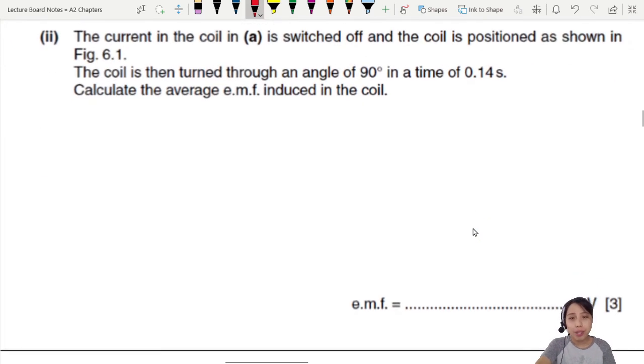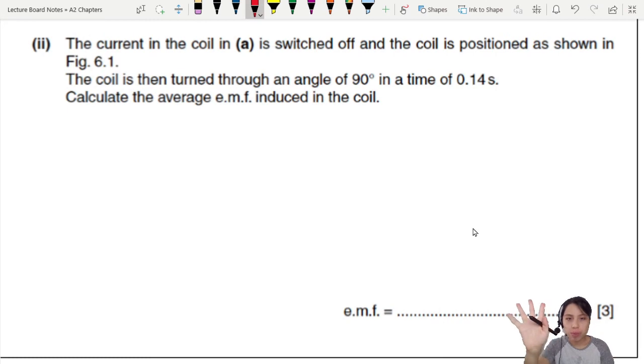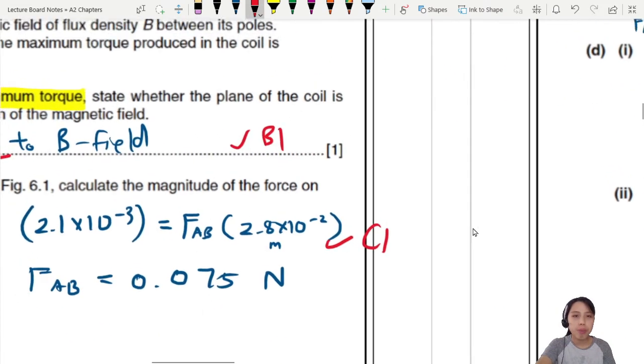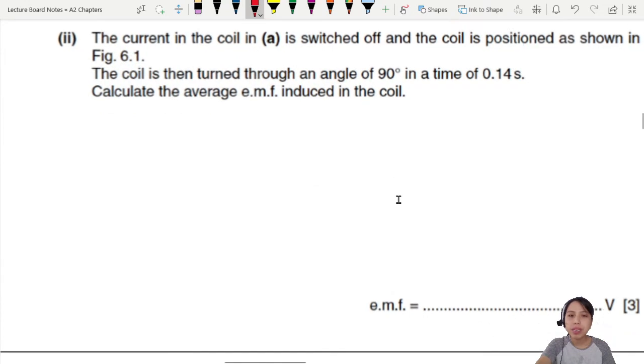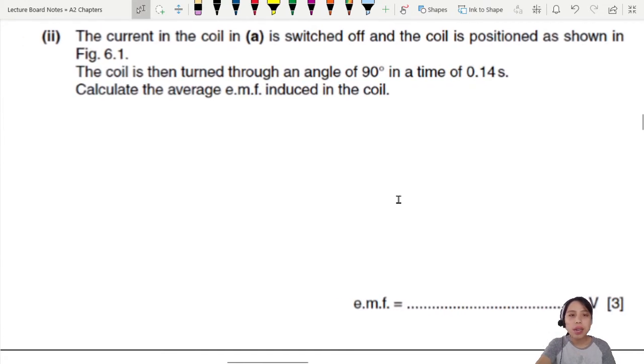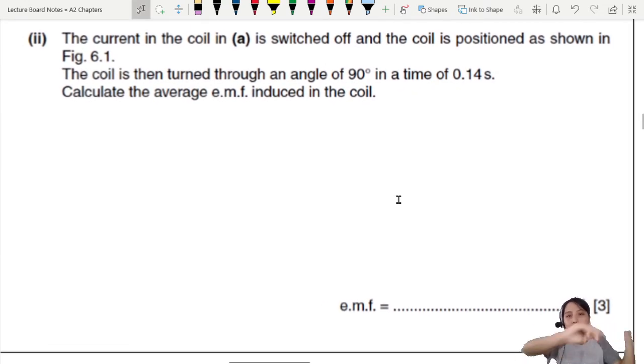Now the current in the coil is switched off. And the coil is positioned as shown in 6.1. So back to the original flat laying coil. The coil is then turned. Why turn? You use your hand, you turn the coil through an angle of 90 degrees in a short amount of time. Calculate the average EMF induced in the coil.